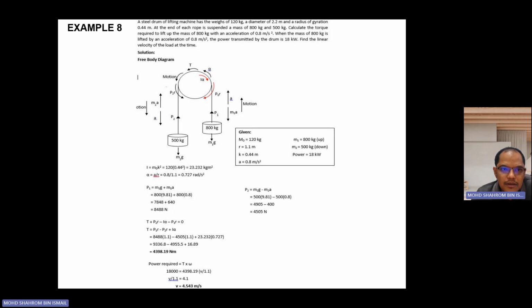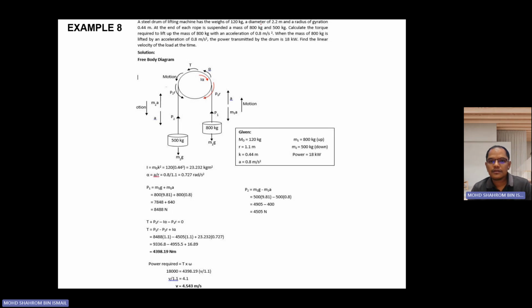So you see, a steel drum of the machine has a mass of 120 kilogram, a diameter of 2.2 meter, and a radius of gyration of 0.44 meter. At the end of each rope is suspended a mass, you got both here. Calculate the torque required to lift up the mass.